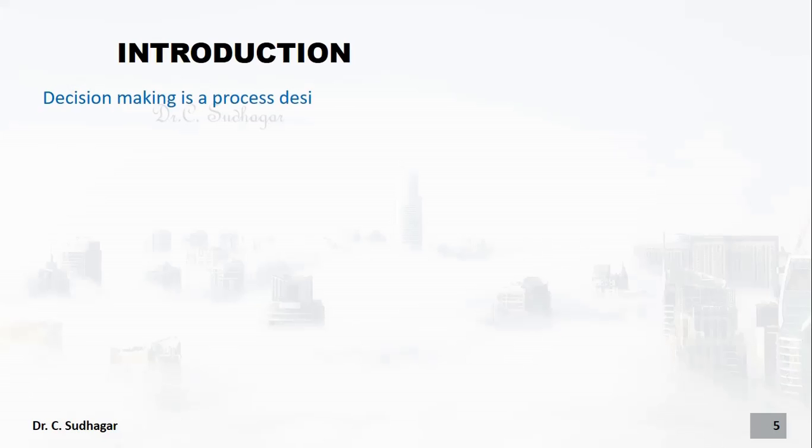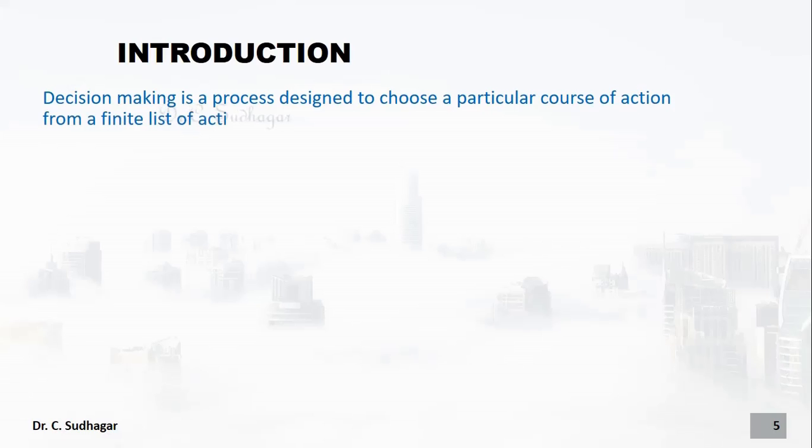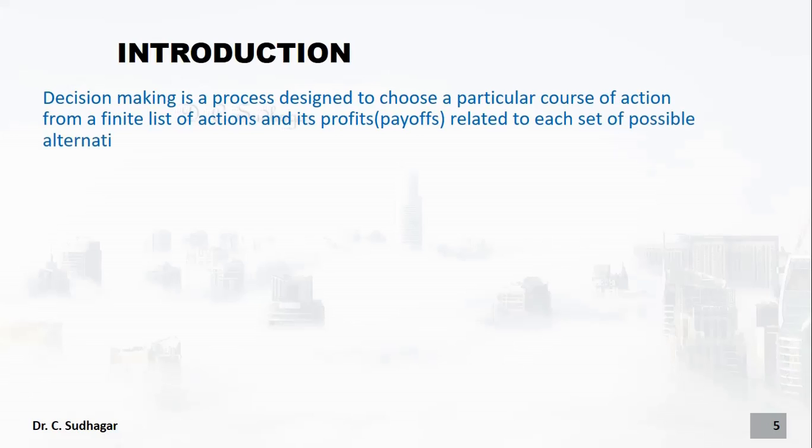So let us see what is meant by decision making. Decision making is a process designed to choose a particular course of action from a finite list of actions and its payoffs related to each set of possible alternatives. It's a process designed to choose a particular course of action from a finite list of actions and its payoffs related to each set of possible alternatives. How much is the payoff? We will get it. So let us see.